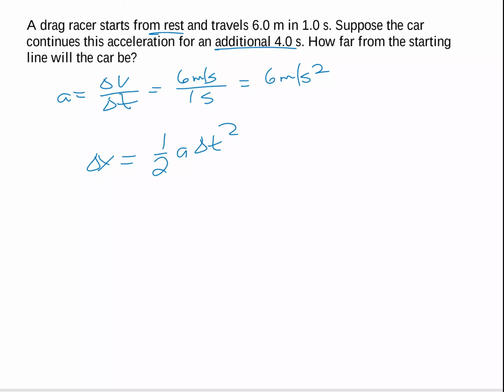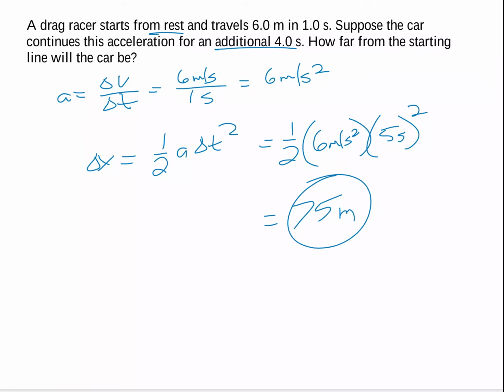Our acceleration is 6, and half of that is 3. So it's 75 meters. 1/2 times our acceleration, 6 meters per second squared, times delta t, which is 5 seconds, squared. That's 25, and half of 6 is 3, so it's 75 meters. That's 15 meters off.